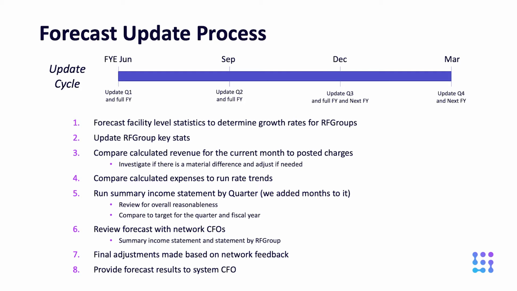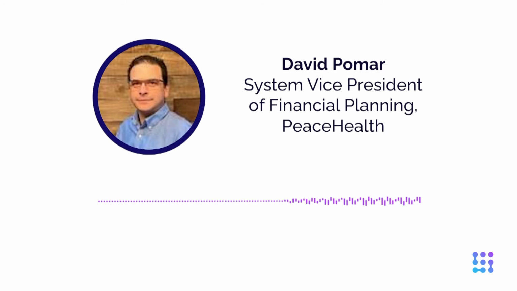As we're updating the plan files with those new statistics, since we're already in the first month of that first quarter, we compare our month-to-date charges posted to what is being calculated by the RF plan file, just to ensure that it's still tracking closely. That's how we ensure that our statistics are still good for the one month at least. And then we also compare our calculated expenses to trend, just to make sure that they look reasonable.